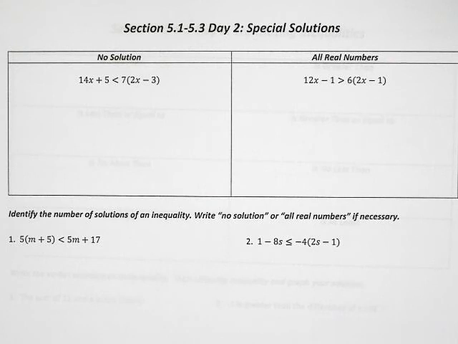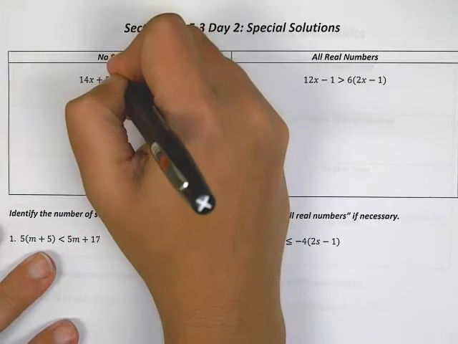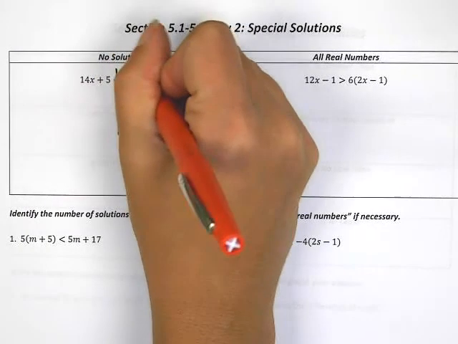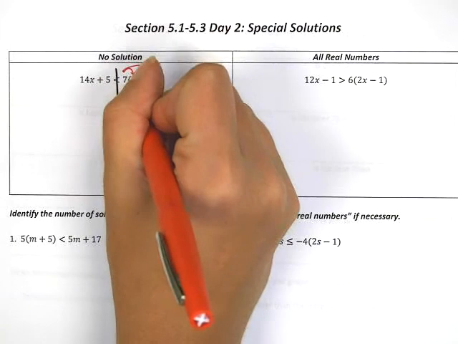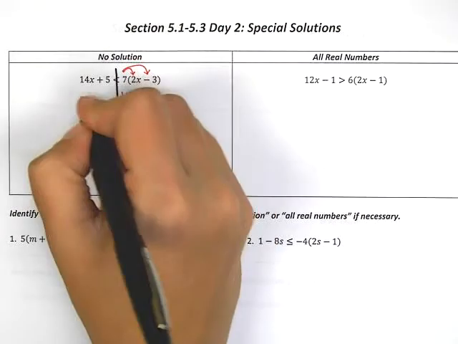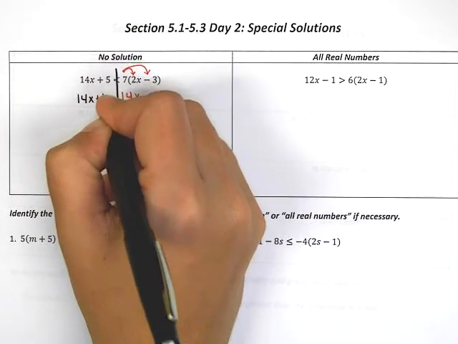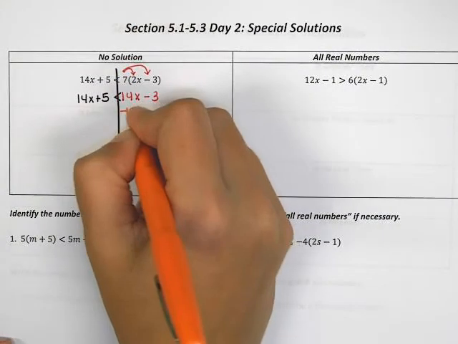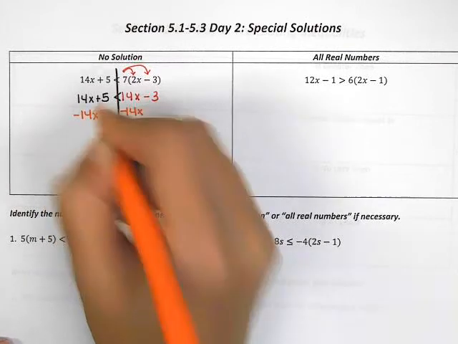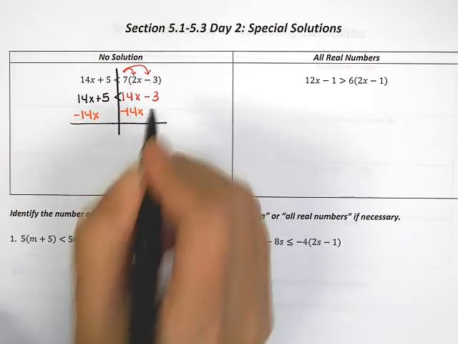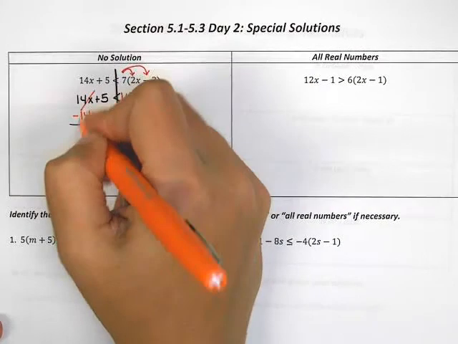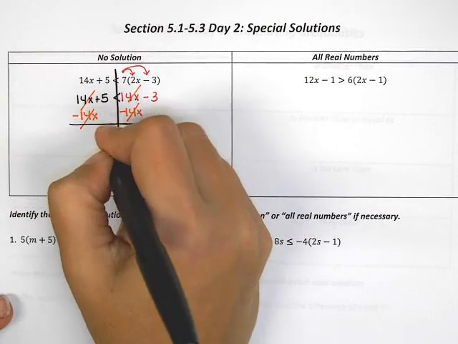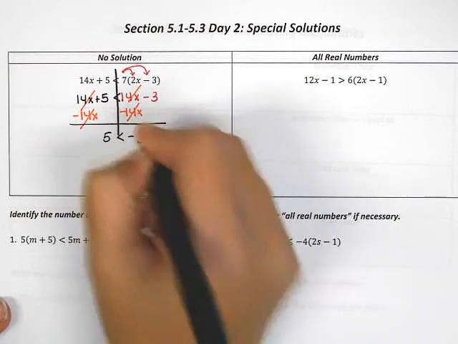If we look at this first example, if I wanted to solve this inequality, I would start by distributing. When I distribute, I get 14x minus 3, and I'm going to drop down the 14x plus 5 and the less than symbol. Now, in order to continue solving, I would subtract 14x on both sides. When I do that, something unusual happens. The 14x cancels on the left side, and it cancels on the right side. So I am left with just 5 is less than negative 3.